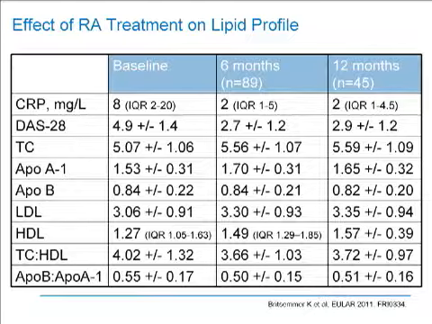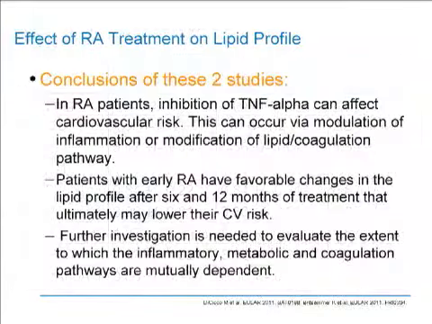So if you look at this table here, the effect of the RA treatment on lipid profile, you see here the parameters on your left-hand side of CRP, DAS, total cholesterol, lipid panels. And you see at baseline, 6 months and 12 months, that you can detect changes as early as 6 months in the lipid profile in those patients that are treated.